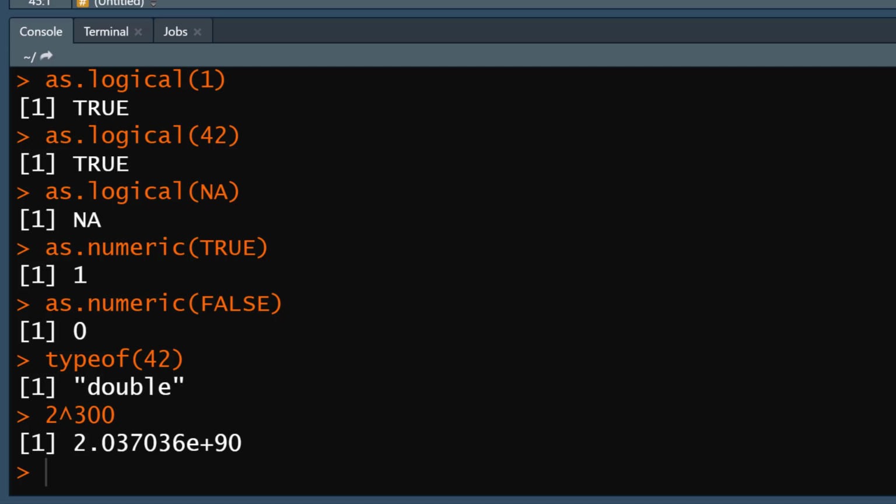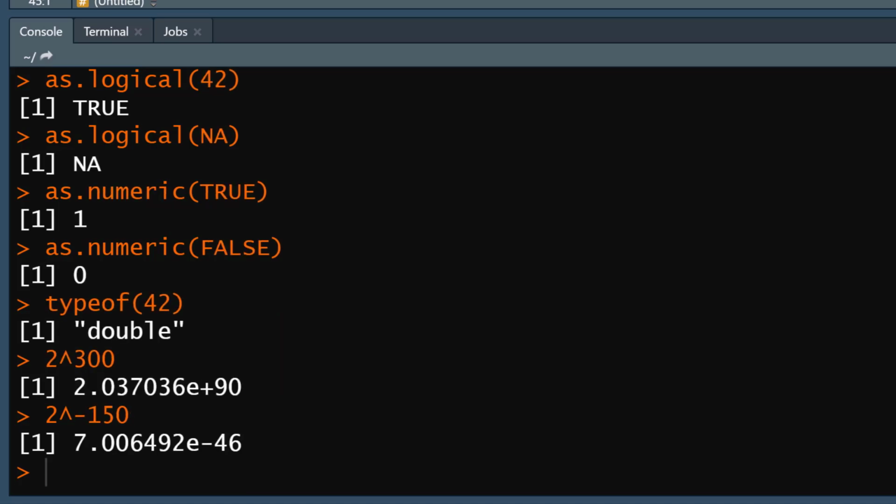R can also represent numbers very close to 0. So here I'm going to type in 2 to the negative 150th power. R computes the result for me. And again, it writes it out in scientific notation, this time with a negative number in front of the exponent, telling me that this number is very close to 0.